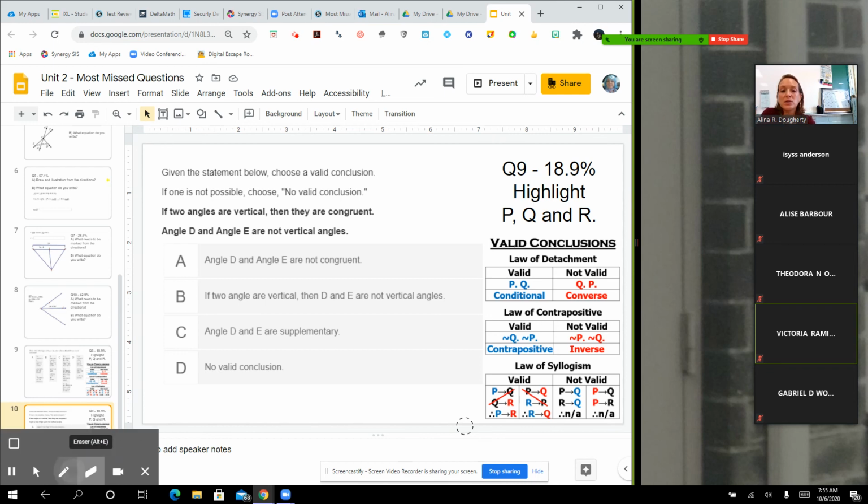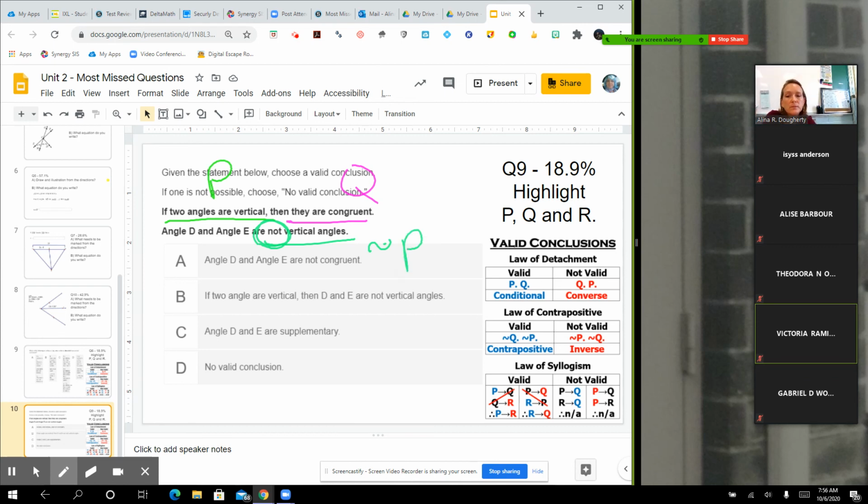If 2 angles are vertical, so again, I got my P's and Q's, so I need to label it. Angles are vertical is P. Then they are congruent. That's Q. Angles D and E, so those are my angles, are not vertical. So I'm back to my P vertical, but I've got a not in there. So this is PQ and then not P. Is that a valid pattern? P to Q to not P.